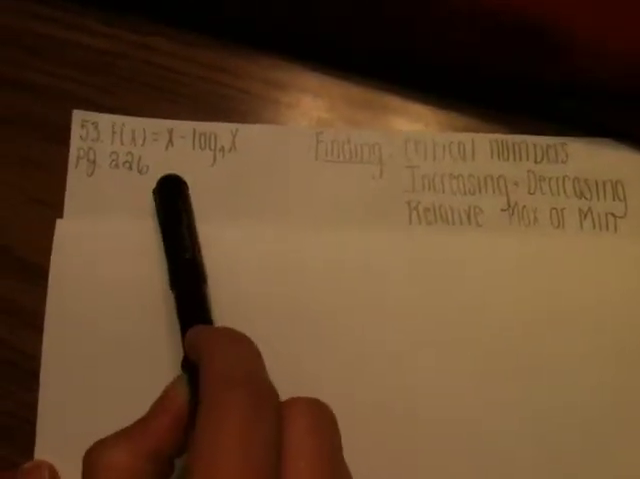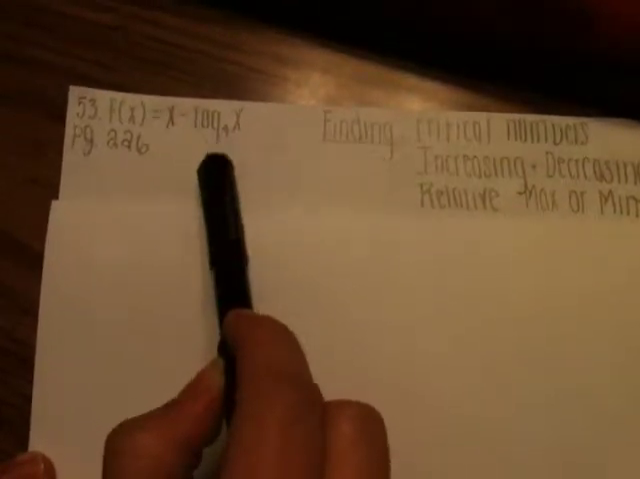For our problem today, we will be doing number 53 on page 226, which is f of x equals x minus the log base of 4x. First, you want to write down everything you're trying to find, which is critical numbers, increasing and decreasing, and relative max or min. The first step of this process is taking the first derivative of the original function.